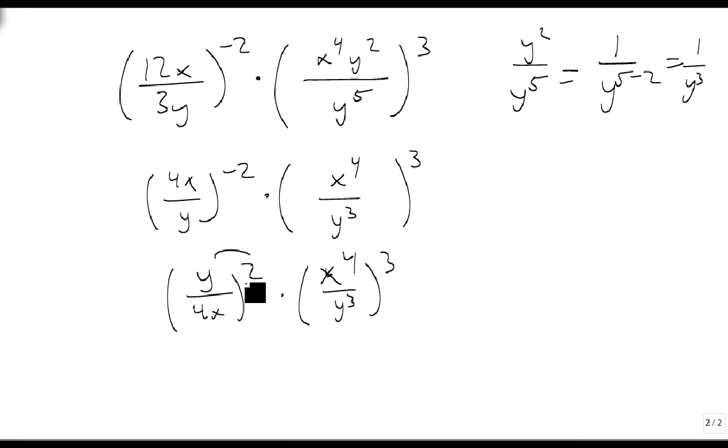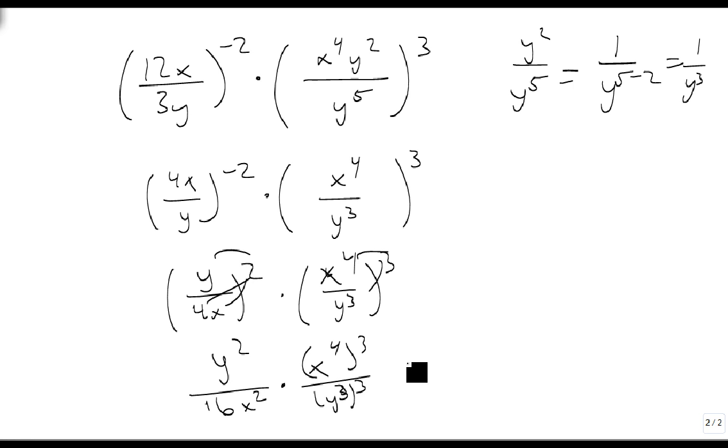Now we can move our power inside, and I'm going to skip a step and move the square to both. So we're going to get y squared over 4 squared, which is 16x squared. And here I'm just going to move the cube to the top and the bottom, x to the 4th cubed over y cubed cubed. This gives me y squared times x to the 12th over 16x squared y to the 9th.